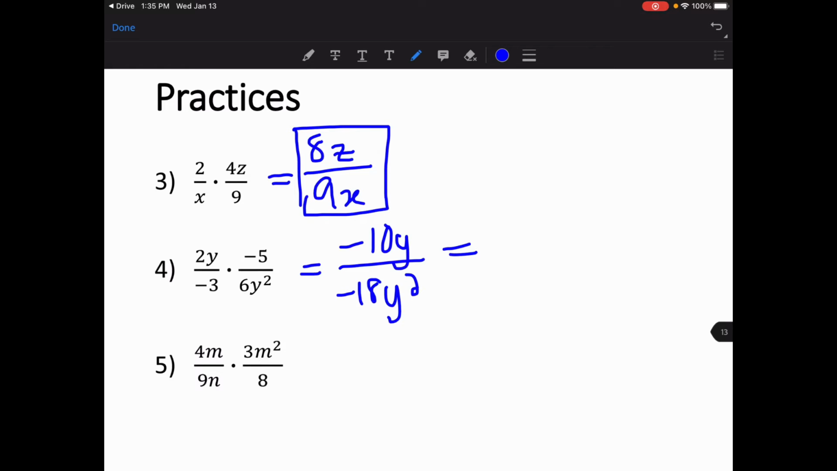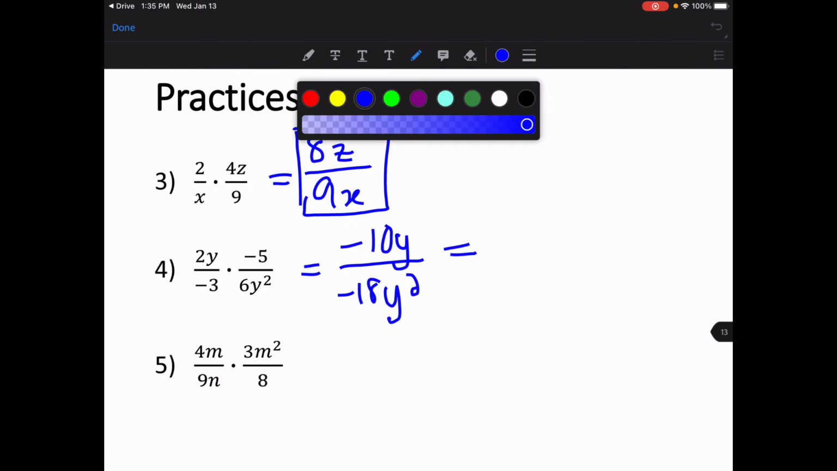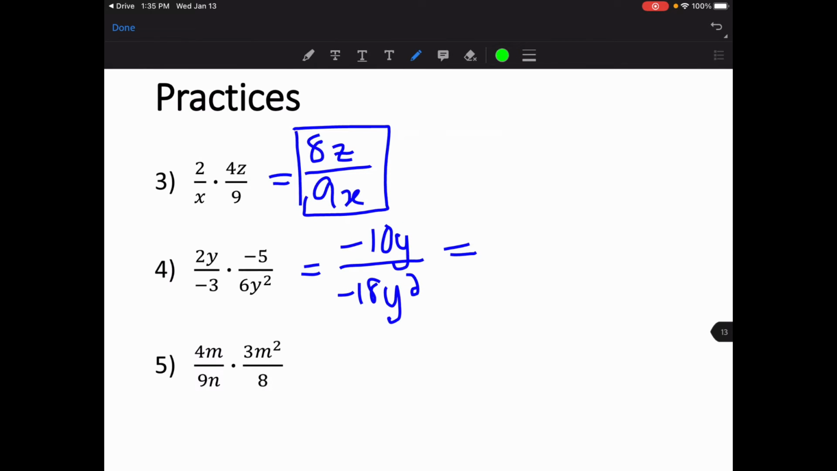Yes, I can simplify my numbers 10 and 18, and as you can also see, my two negatives become a positive. Then we can say, okay, 10 divided by, what are they both divisible by? They are both divisible by 2, so 10 divided by 2 gives me 5, and 18 divided by 2 gives me 9.